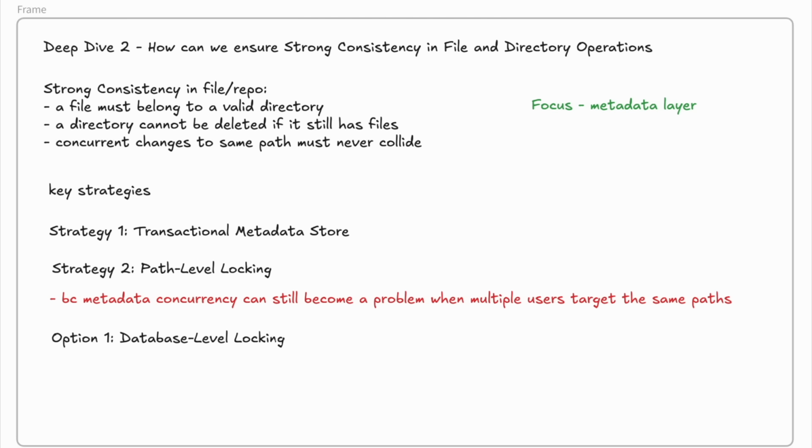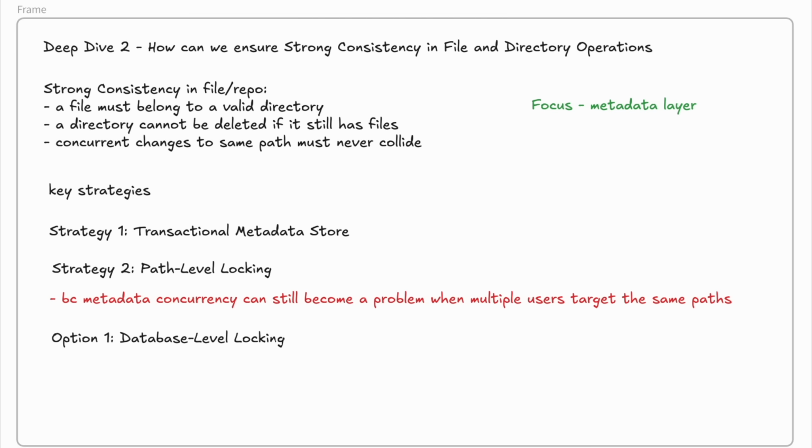This is the lightweight approach. In Postgres, we can use advisory locks. These are user-defined locks identified by a hash of the path. Here's how it works. In this Postgres lock, it is held for the duration of the transaction. No other operation can mutate that path until it's released.